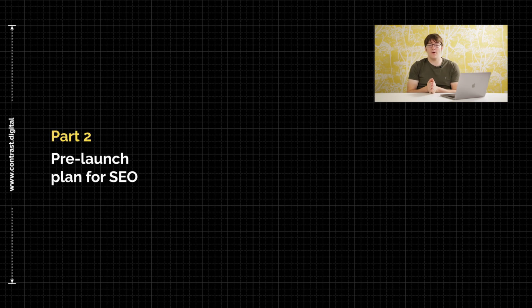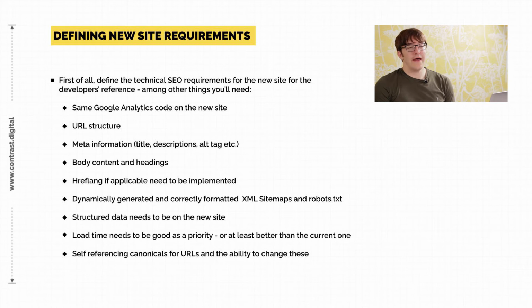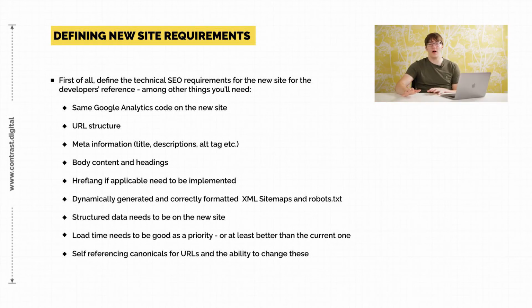Next, we're going to talk about the next stage, which is pre-launch. So, everything that we now need to do before the actual migration happens itself. We're going to create a document that defines all the requirements from an SEO perspective, so that this is outlined. We can always revert back to this document and make sure everything has been done. So we'll go through a list of some of the requirements you'd want to think about in this process.